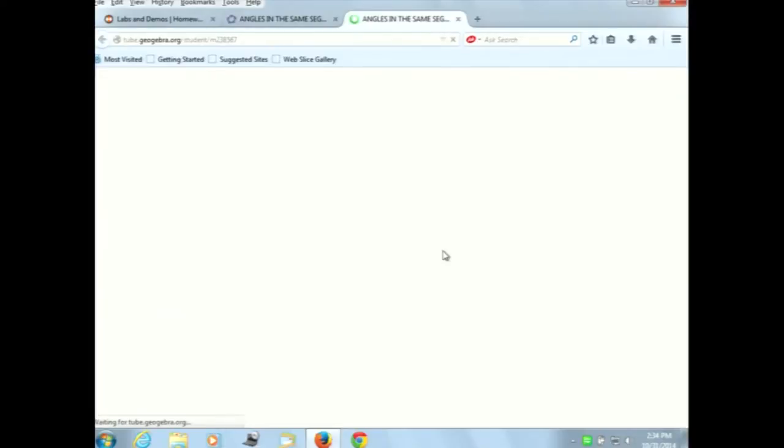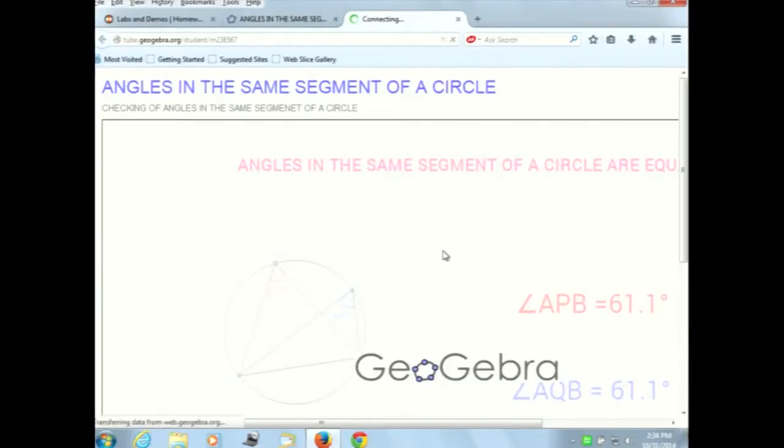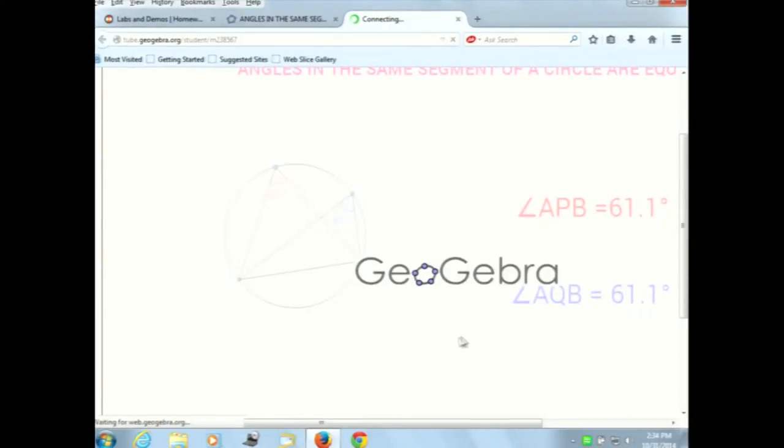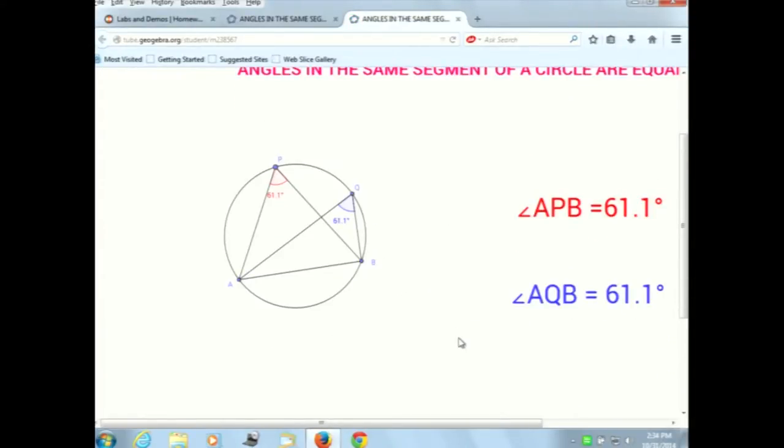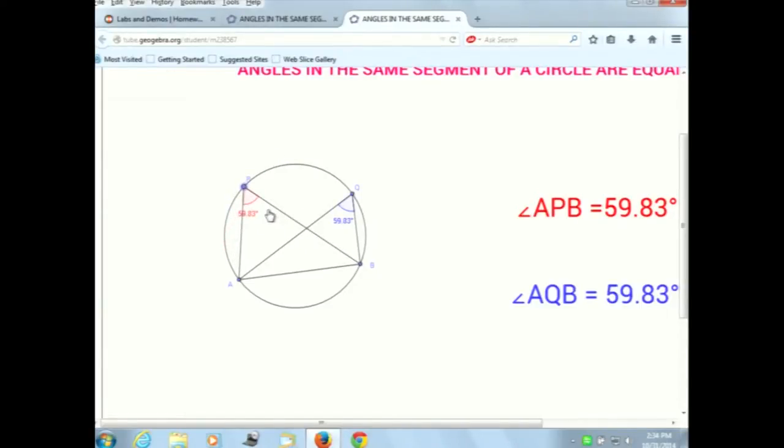This is another GeoGebra file where we have explained that angles in the same segment are equal. It is interactive: a child can see the value changing as he drags, visually at the same time. Now you can see the angles APB and AQB at any place, and he can drag this also. Suppose Q is fixed, and he can move P also and check that it is not changing. So this is another activity like that.